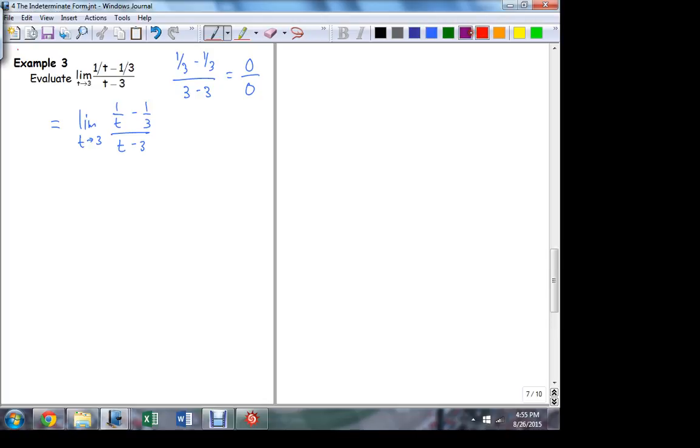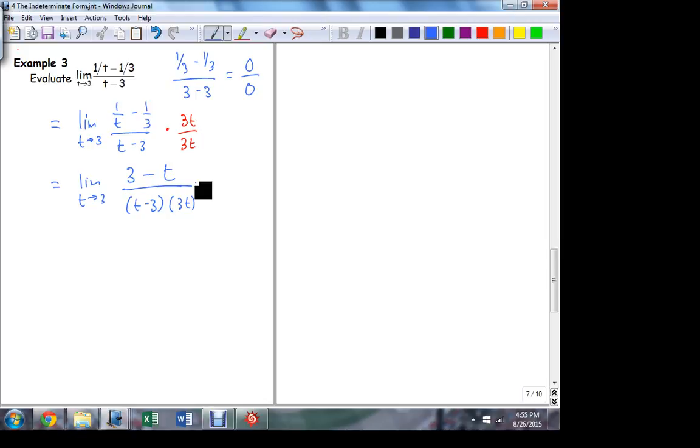To simplify a compound fraction, I use the least common denominator as a multiplier on both parts of the fraction, top and bottom. Okay, now what's going to happen? In the numerator, using this multiplier, I'll be able to eliminate the two fractions. 3 times t multiplied by 1 over t gives me 3. 3t times 1 third gives me t. And downstairs, I've got t minus 3 and 3t.